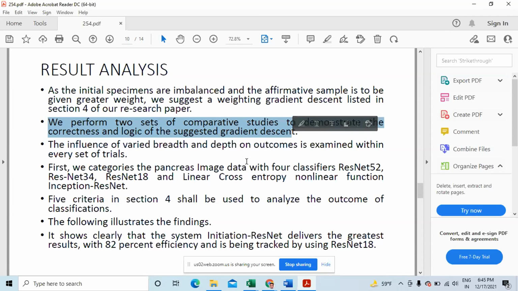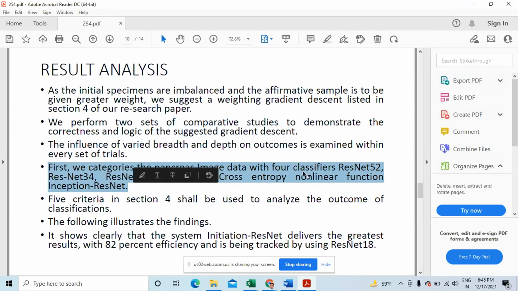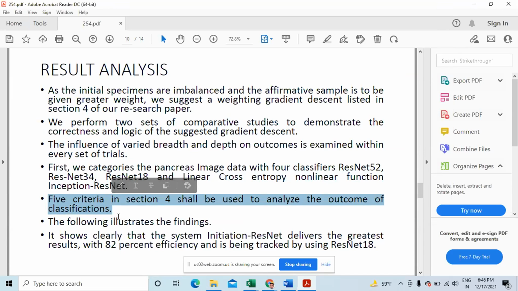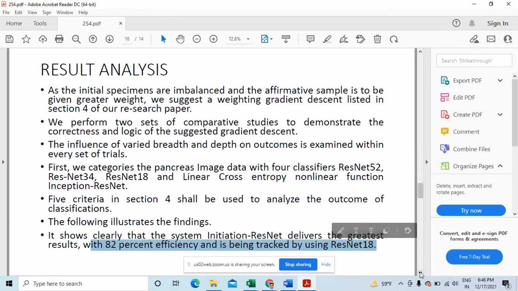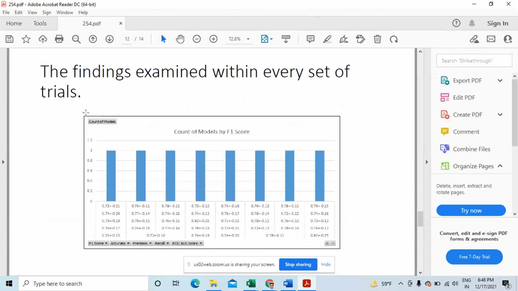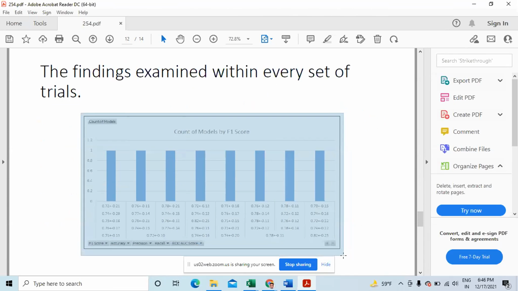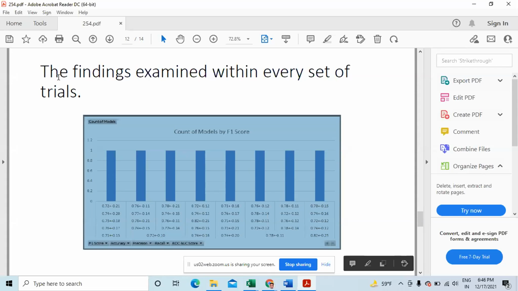Here we have performed two sets of comparative studies to demonstrate the correctness and logic of our suggested gradient descent. First we categorized the pancreas image data with the four classifiers that I told you about, with cross entropy, non-linear function, and Inception ResNet. Five criteria were analyzed with the outcome of allocation. The results show that 82% efficiency can be obtained with the proposed system. These were the findings from applying the datasets, where with every trial the results improved.